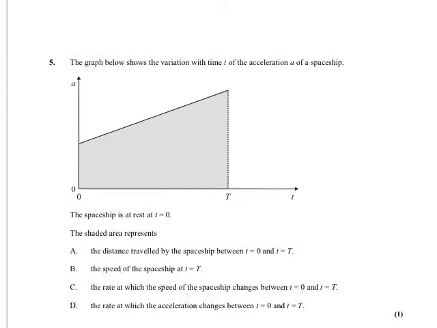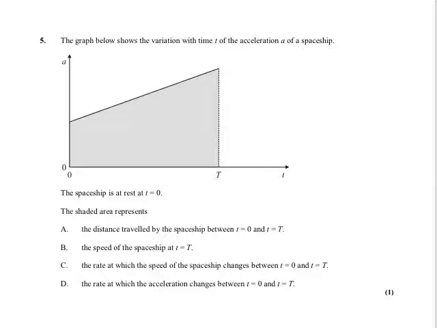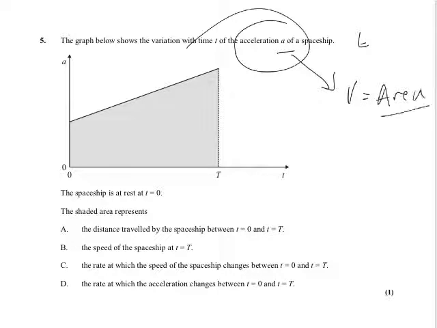Okay, so let's have a look at this question. The graph below shows the variation with time of the acceleration A of a spaceship. Now already you should start thinking, if it's an acceleration time graph, what can I do with this graph? Well, the only thing you know is that the velocity is equal to the area. So what does it ask? The spaceship is at rest at t equals 0. The shaded area, what does it represent? Well, you know by now that it's equal to the velocity.